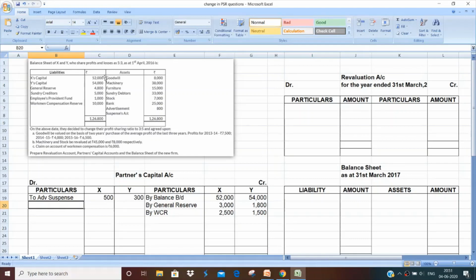Now, since this is the old goodwill, it should always be written off in the old ratio. So this goodwill will be written off in the old ratio. The amount would be, since it is 8,000, again in the old ratio the amounts to be debited will be 5,000 and 3,000. So this much we have done.